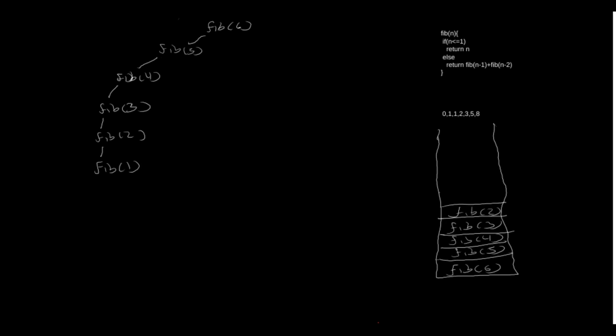We reached fib of 1. So what we usually do is we're going to pop fib of 1 out of the stack. I'm going to illustrate this only one time, but when we pop a function off the stack, we're going to erase it. Just want to show it. We pop it off, fib of 1 gets popped off.